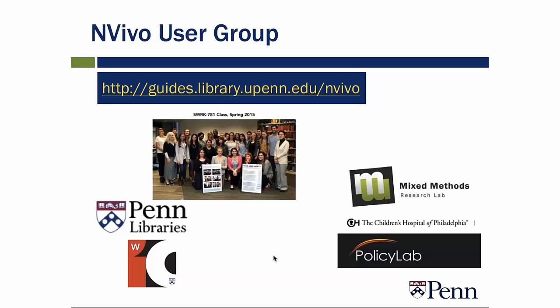So our NVivo user group brings together researchers from many parts of Penn. There are four of us that are the key organizers, and on your screen is a link to the website where you can learn more about our user group.